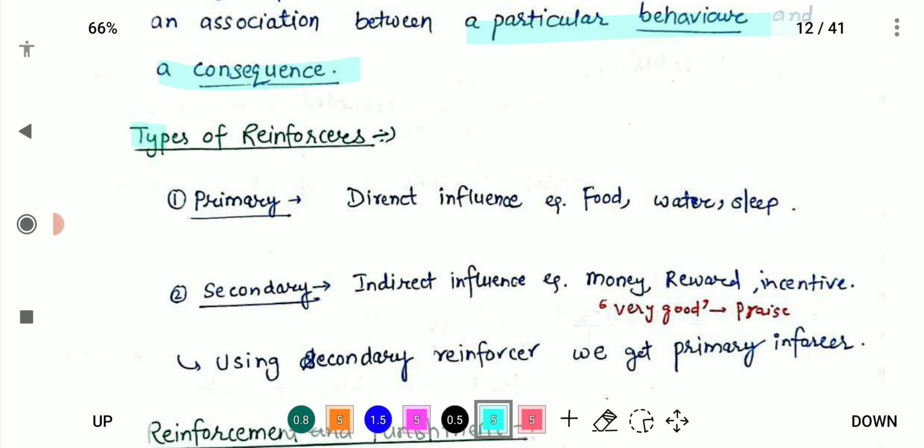Okay. Types of reinforcers. Reinforcers means what? To encourage others.